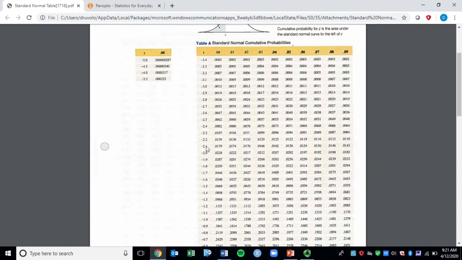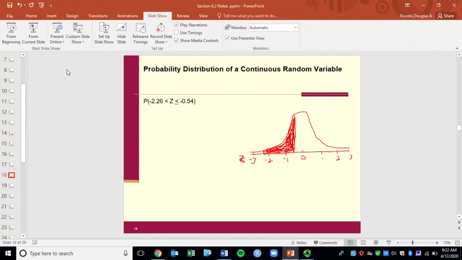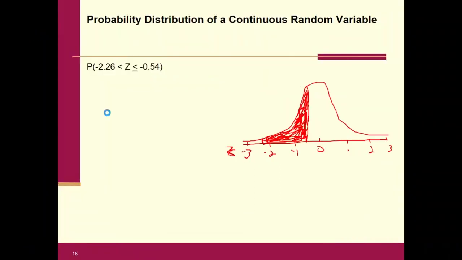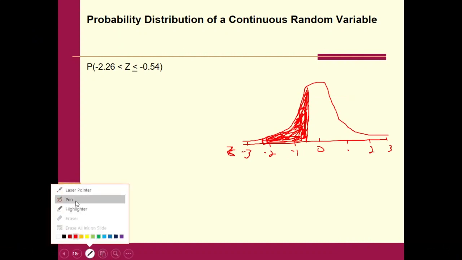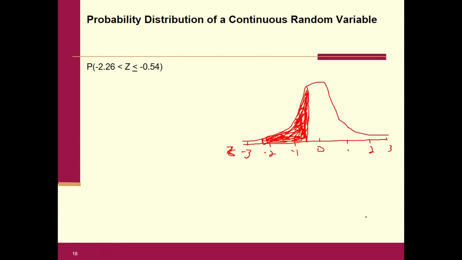So negative 2.26. Just make sure I got the right number. Yep. Okay. All good. Let's get back into the presentation. I'm sorry, I know it's very clunky, but to put this table in, I'm going to have to find a different way to do this later on, because we're going to have to work with the standard normal table again. I'll have to figure out a way to do this so that I don't have to keep going back and forth. But for right now, I think this is okay.